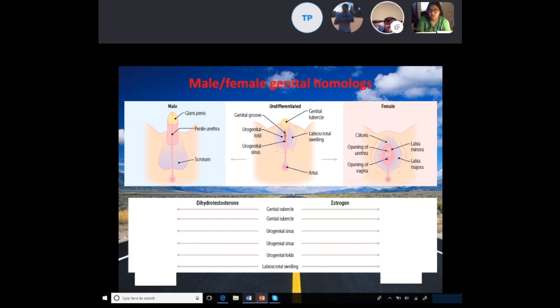So now this is going to be the male-female genital homologs based on their embryological derivatives and what they will become. So we can play this little game. DHT, like we said, is the male superpotent testosterone, which is going to change up all of these items in the middle. And estrogen for women is going to differentiate into the female external and internal.